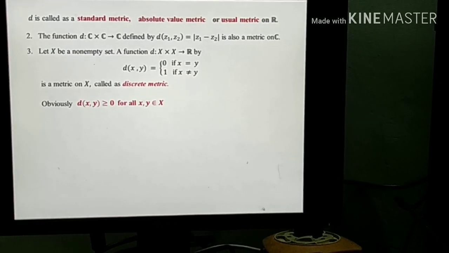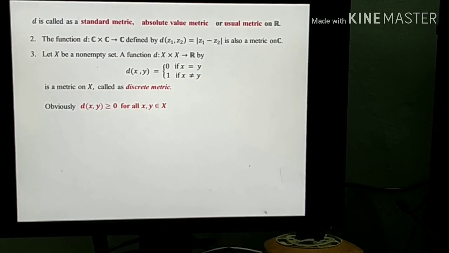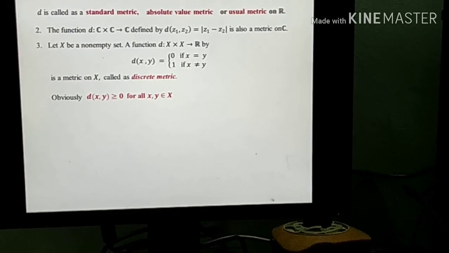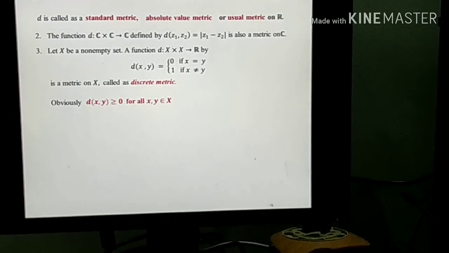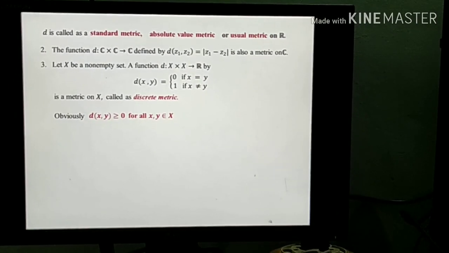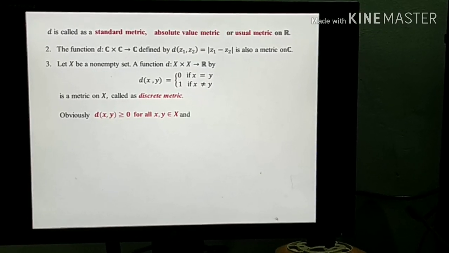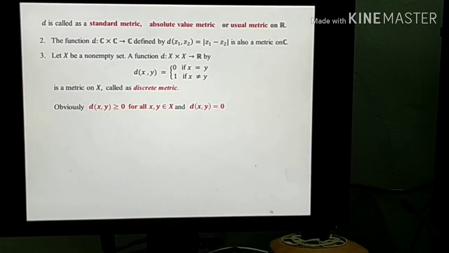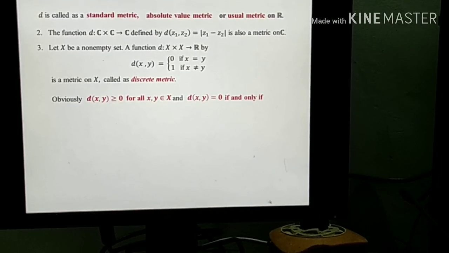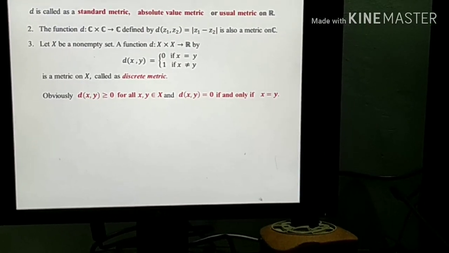And again, d(x,y) is equal to 0 if x is equal to y, and it is not equal to 0 if x is not equal to y. This tells us that d(x,y) is equal to 0 if and only if x is equal to y, and therefore the identity property, that is the second property of a metric, is also satisfied by d.